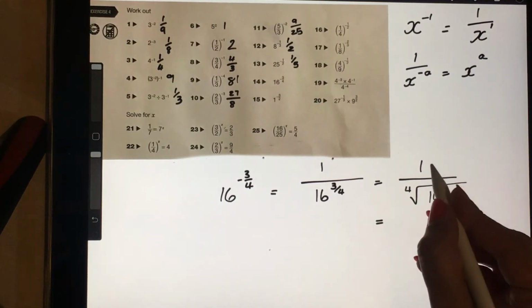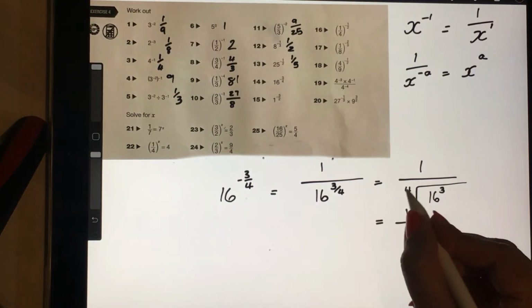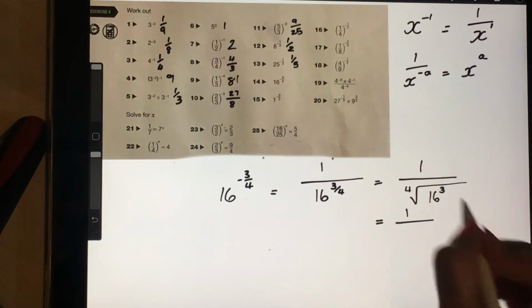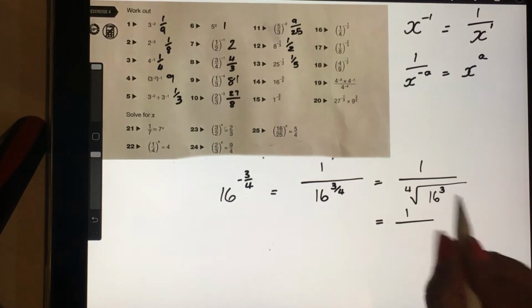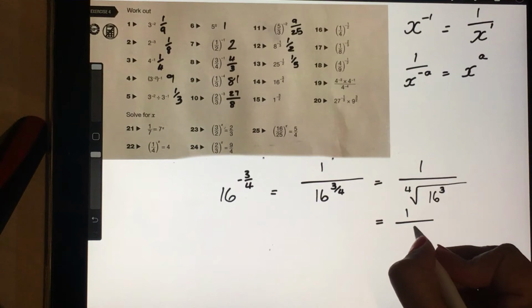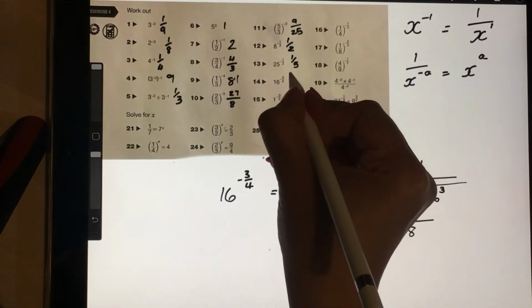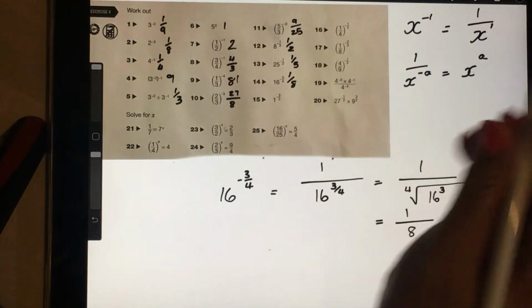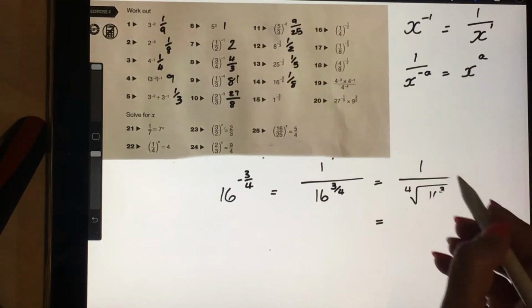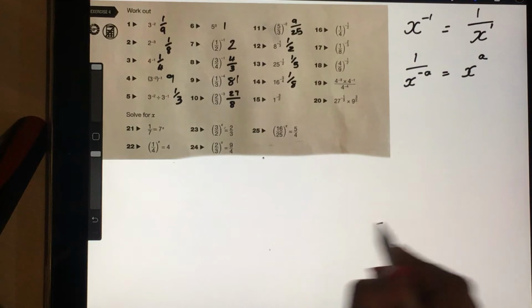Now, when we enter this into our calculators, when we take the fourth root of 16 cubed, we get a very nice answer of 8. So our answer to number 14 is 1 over 8. Right, moving on to number 15.